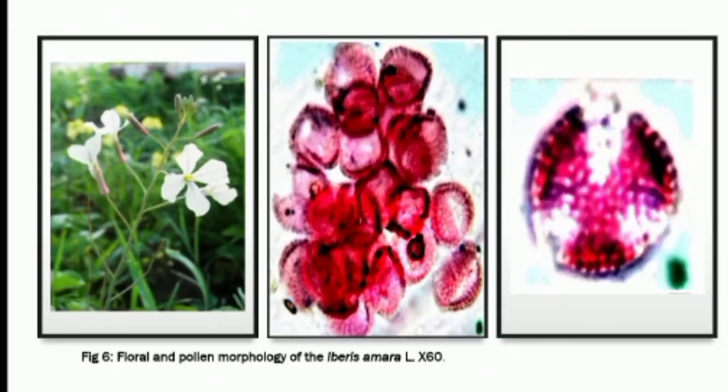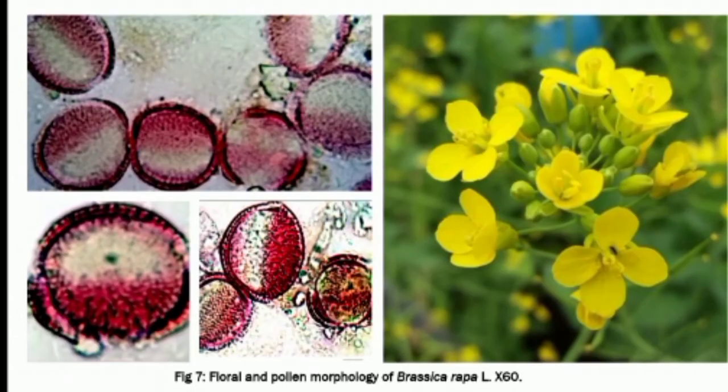Further, the floral and pollen morphology of the plant species Iberis amara has been shown in the figure, and a tricolporate pollen grain is observed. Overall shape is subcircular to broadly triangular in nature, and the exine ornamentation is perforate to foveolate. The next figure shows the floral and pollen morphology of Brassica rapa, and it can be easily seen that the pollen grain is tricolporate. Spheroidal shape is observed in polar view, and sub-oval shape is observed in the equatorial view. Distinct colpi are noticed, and the exine varies from reticulate to vermiculate to punctate in nature.